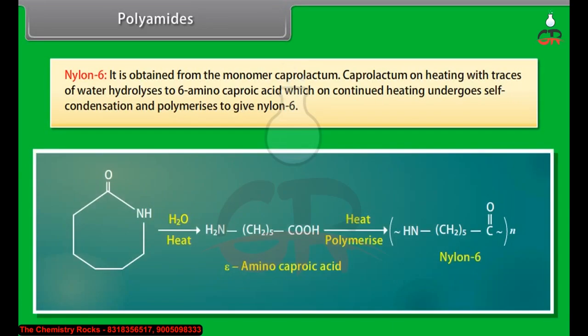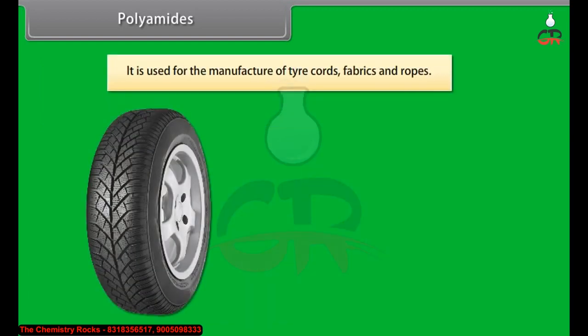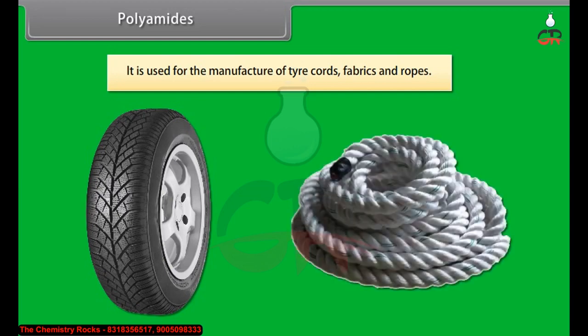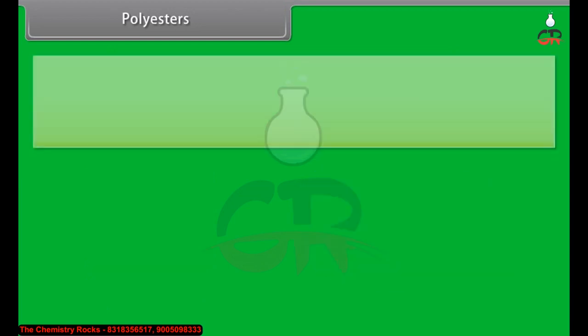Nylon 6. It is obtained from the monomer caprolactam. Caprolactam, on heating with traces of water, hydrolyzes to 6-aminocaproic acid, which on continued heating undergoes self-condensation and polymerizes to give nylon 6. It is used for the manufacture of tire cords, fabrics, and ropes.